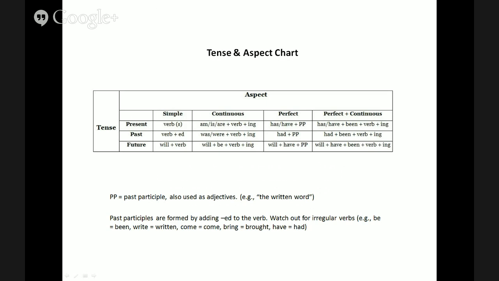PP is the past participle, and that's the one grammatical term I just can't get around, but you know what a past participle is, even if you don't know the name. You often find them used as adjectives, like the written word. Written is a past participle. You form past participles by adding ed to the verb. But you do have irregular verbs, like be is been, write is written, come stays the same, bring turns to brought, have, had. So that's pretty standard.